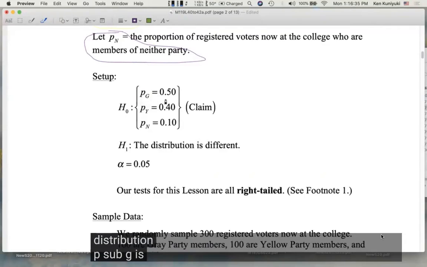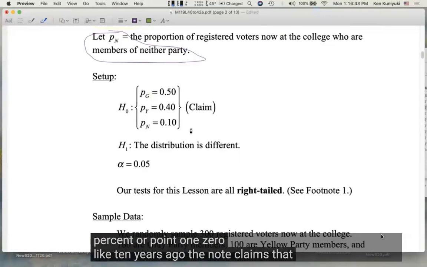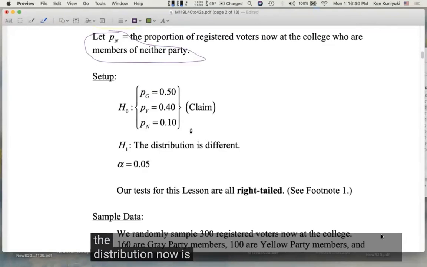P sub G is 0.50 or 50%, like 10 years ago. P sub Y is 0.40 or 40%, like 10 years ago. P sub N is 10% or 0.10, like 10 years ago. The null claims that the distribution now is exactly the same as it was 10 years ago.